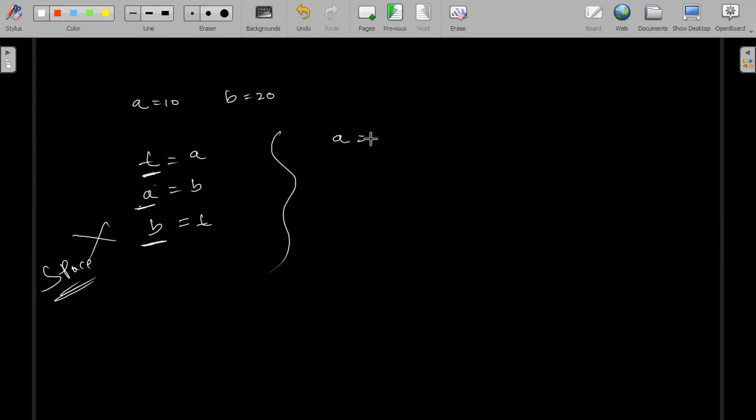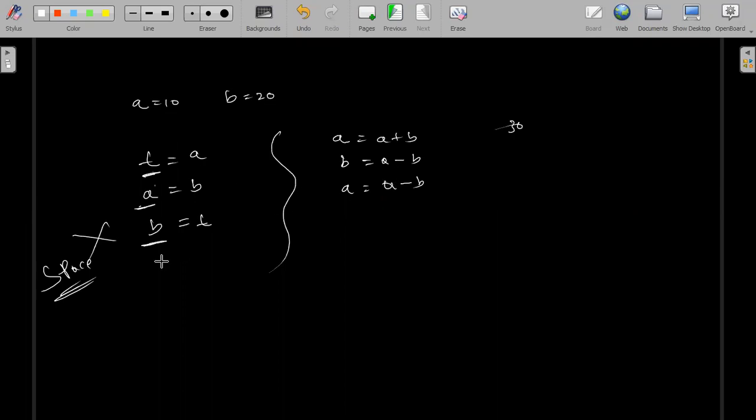Suppose a is equal to a plus b, it will become 30, correct? A value is 30 right now. Again b is equal to a minus b, nothing but 30 minus b. 30 minus b, you will get the b value as 20. Yes or not? Okay, so 30 minus 20, you will get the b value 10. Again, a is equal to a minus b, value is 10 actually. So like that you can interchange the values.